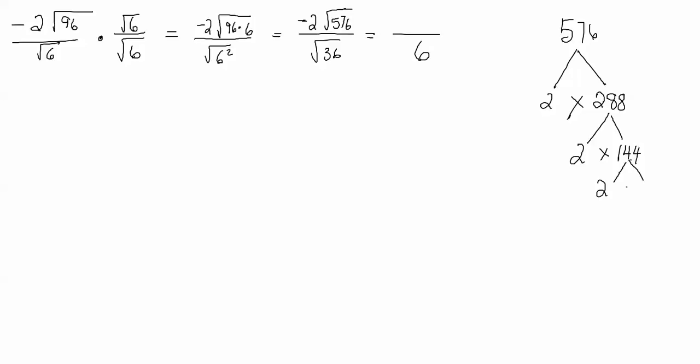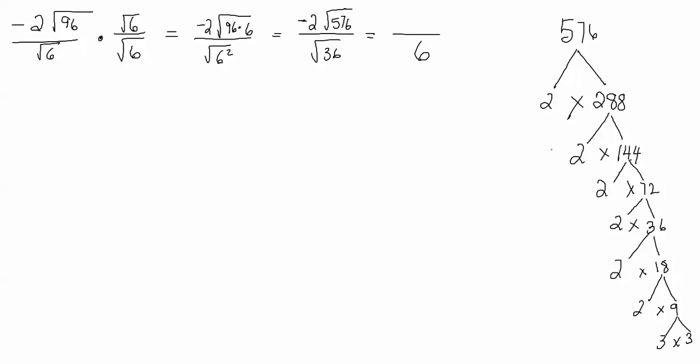144 is even, so we have 2 times 72, and we continue, 2 times 36, even still, 2 times 18, and finally we have 2 times 9. So when I say finally, I mean we're finally done with our 2's, and we have 3 times 3.